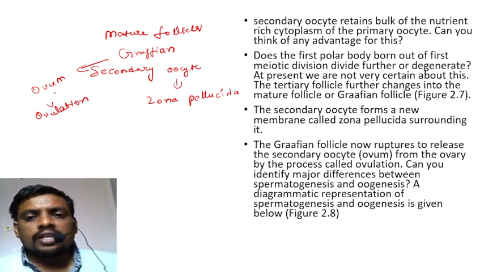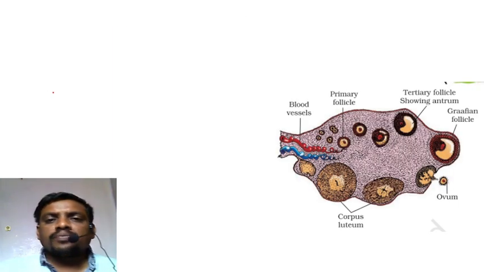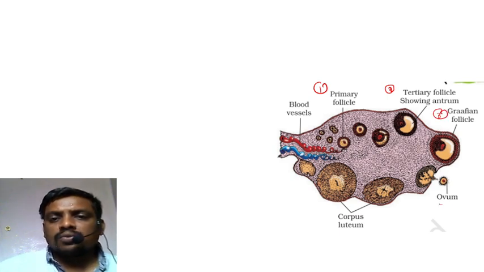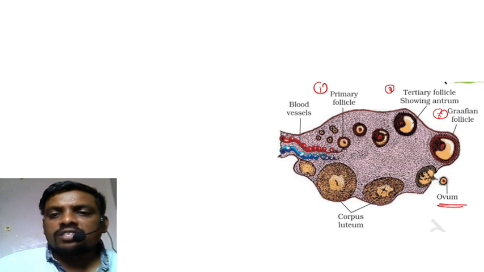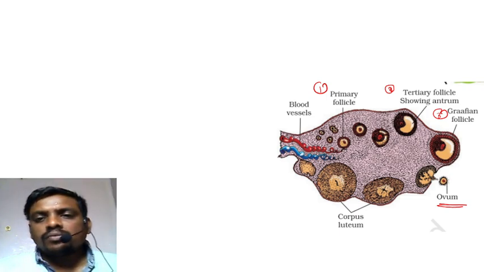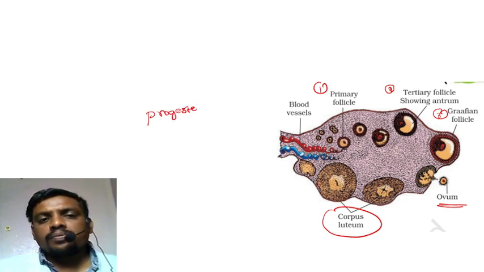Here, I will show you a diagrammatic representation. You can see the follicular stages: primary follicle, secondary follicle, Graafian follicle, which ruptures and releases the ovum. The Graafian follicle contains the secondary oocyte, that is the ovum, released outside. The remains of the Graafian follicle transform into the corpus luteum, which produces a female hormone called progesterone.